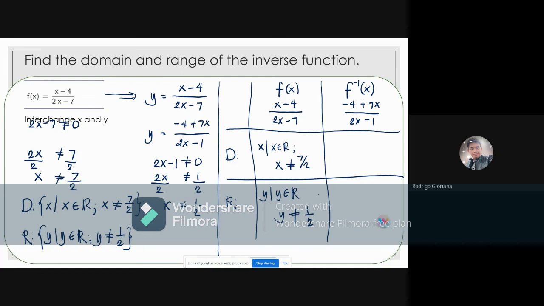The domain and range will just swap. So this is now your x such that x is an element of the real numbers wherein x is not equal to 1/2. How about the range? The range of the inverse function is the other one: y such that y is an element of the real numbers where y is not equal to 7 over 2. So that's how we get the domain and range of the inverse function.